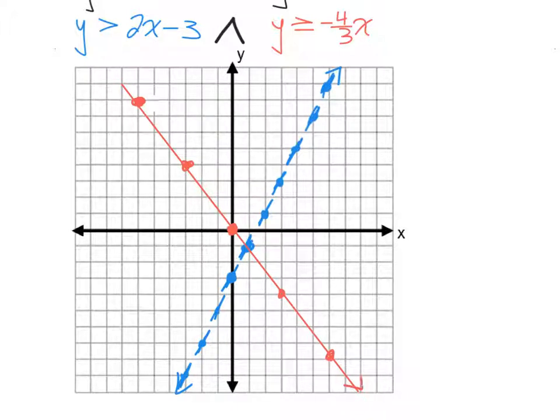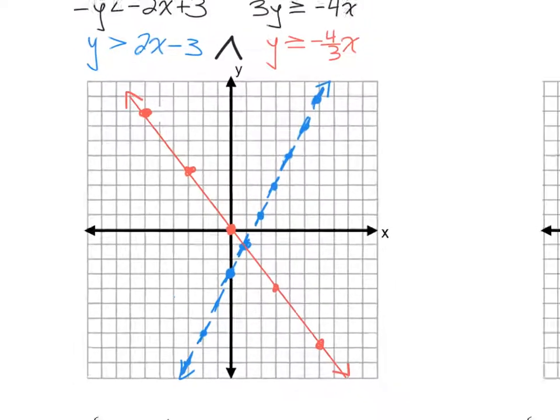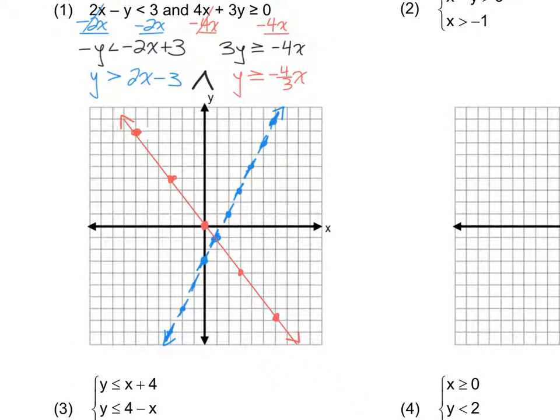All right, this one's a solid line because the inequality involves an equal sign. All right, so I'm looking for the solution interval. You don't want to go too crazy with the shading. All you want to do is shade the appropriate interval. So I'm looking for the interval that is above 2x minus 3 and also above negative 4/3 x. Which region would that be? Left, right, bottom, top? Top, yeah, right?